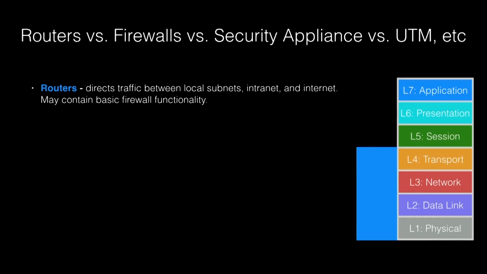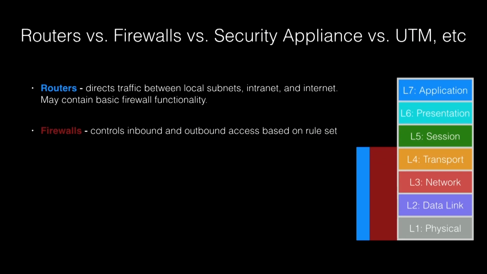But the purpose of a router is to direct traffic between local subnets, the intranet, and the internet. Some of them have basic firewall functionality, so you can block specific subnets and specific ports. But they're not as advanced as a firewall. They don't have the advanced functionality that you get on a firewall. Firewalls also work on layers 1 through 4, controlling inbound and outbound access based on a rule set. It's really a router plus a little bit more advanced control.